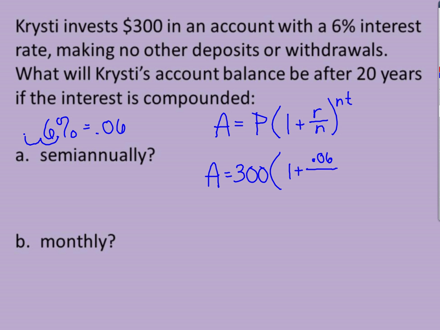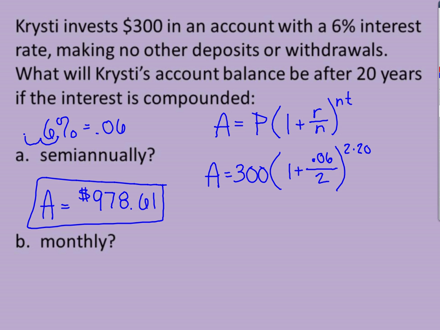For part A, it says we are compounding this semi-annually, so that means twice a year. My n value on top is 2, and the number of years is 20 years. So if you plug all that into your calculator, you're going to find that in her account after 20 years, she will have $978.61.